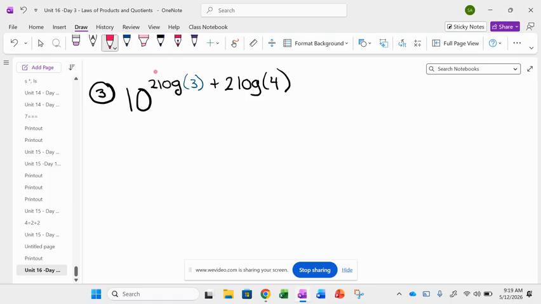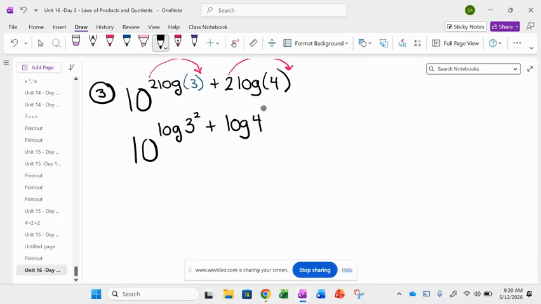Yes, because they have the same base, can I condense this exponent down into one exponential expression? Absolutely. The first thing I'm going to do is take that 2 and put it back as an exponent. Are we okay with that so far? So this becomes 10 raised to the log base 10 of 3 squared plus log base 10 of 4 squared. Am I able to square 3 and 4? Yeah. So this is going to be 10 raised to the log base 10 of 9 plus the log base 10 of 16.